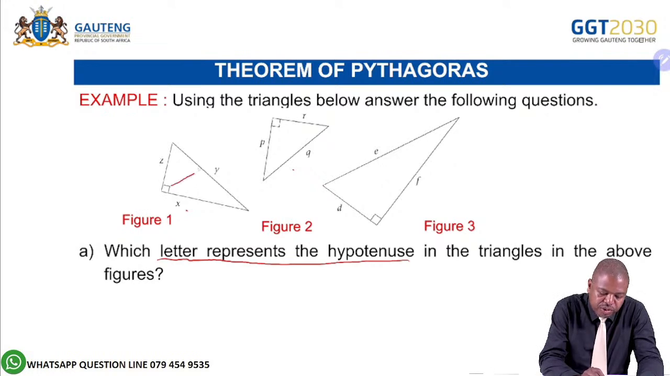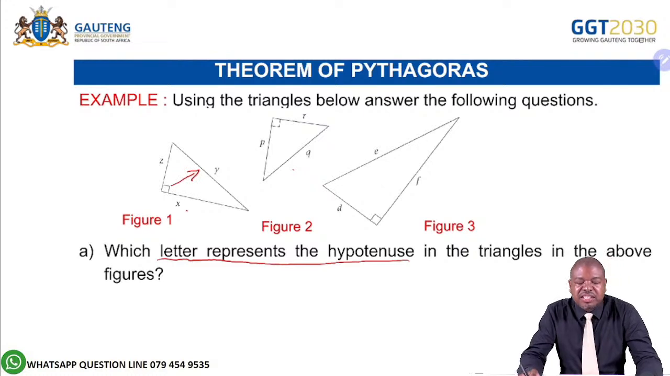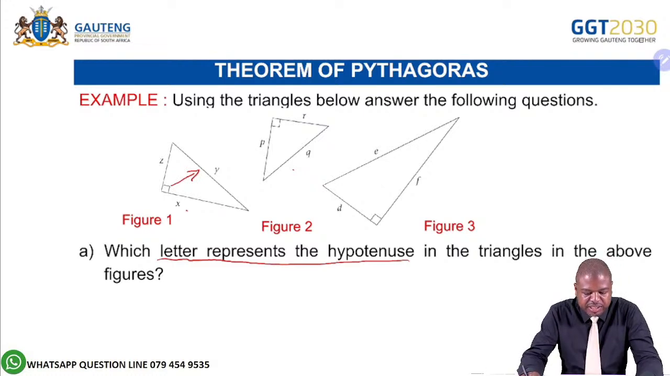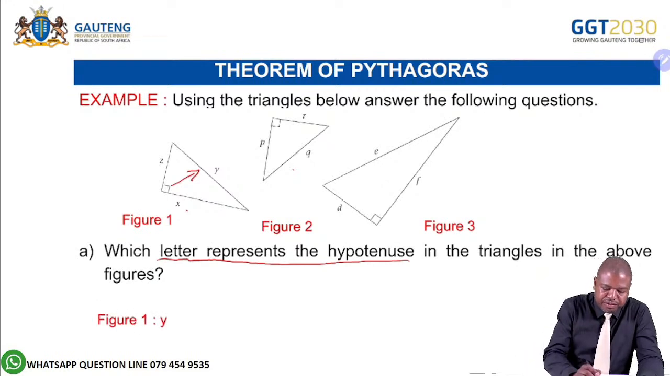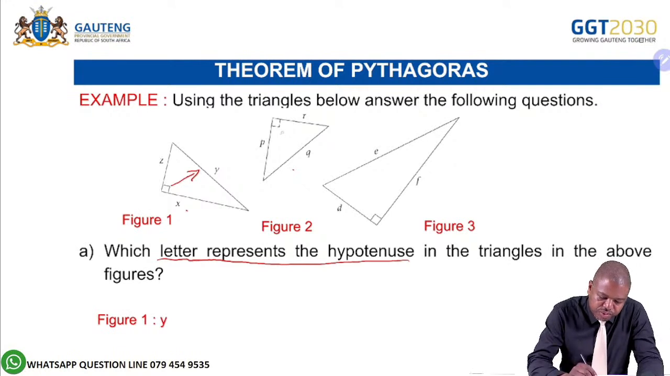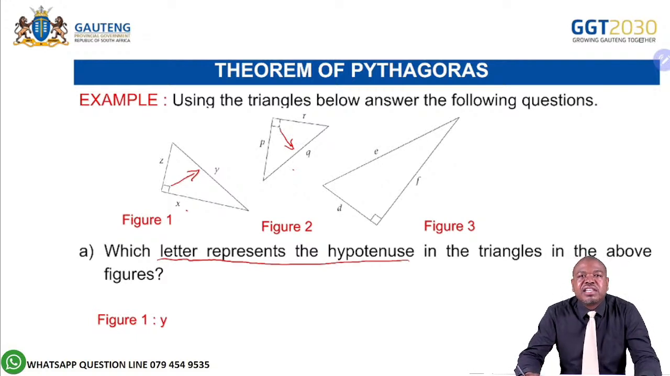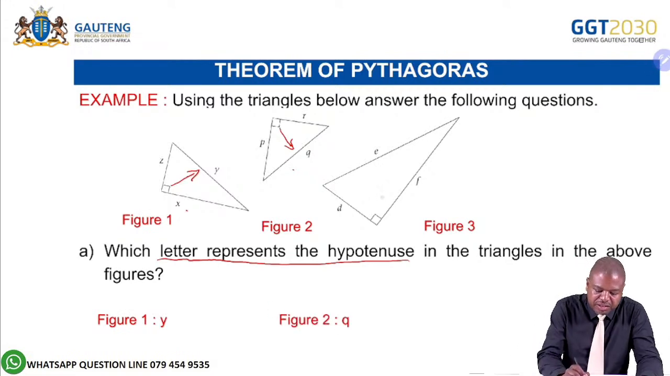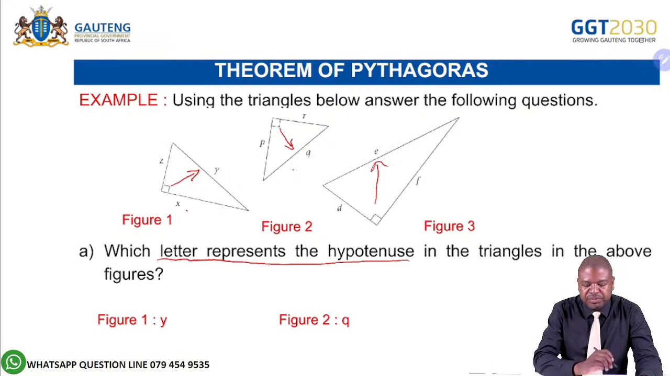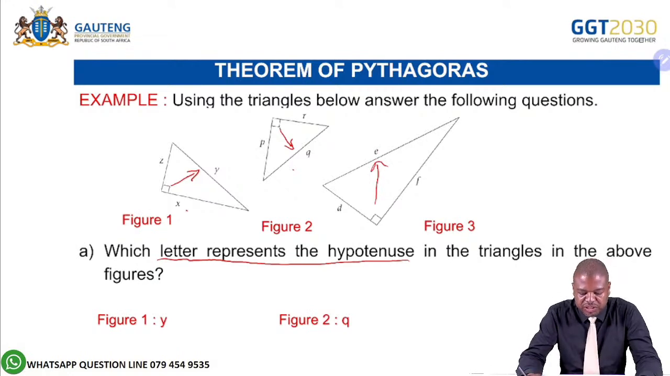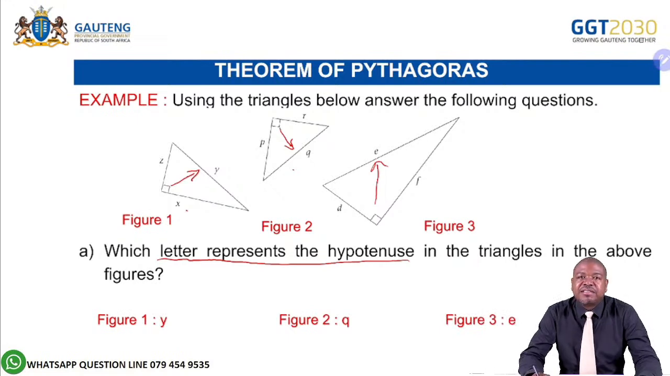So in this case, in figure 1, the side which represents the hypotenuse is represented by letter Y. Then in figure 2, the side which represents the hypotenuse is Q. And in figure 3, the letter that represents the hypotenuse is E.